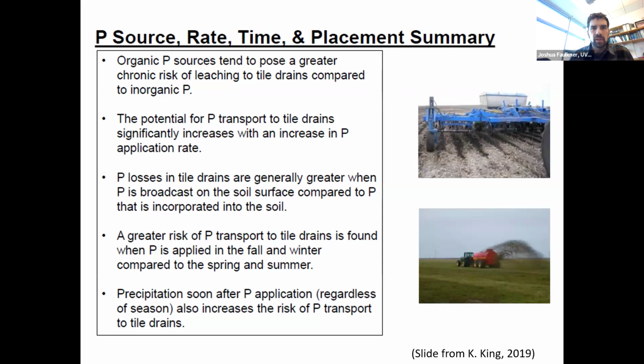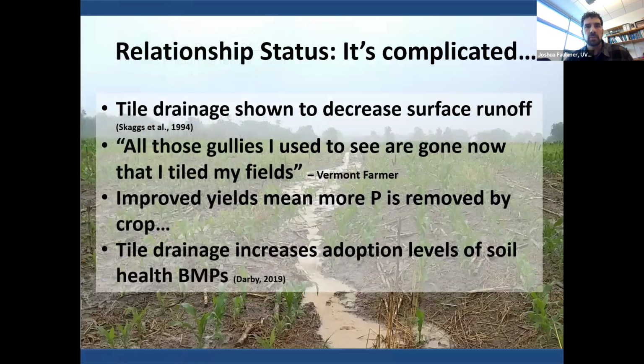Number 4, a greater risk of P transport to tile drains is found when phosphorus is applied in the winter compared to the spring and the summer. And this is, again, fairly common sense. If we have that phosphorus sitting there all winter, crops not using it, it's going to be subject to loss. And then rainfall right after phosphorus application also increases the risk of P transport to tile drains. So a few takeaways, many of them, I think, what we might guess around the 4 Rs in tile drainage.